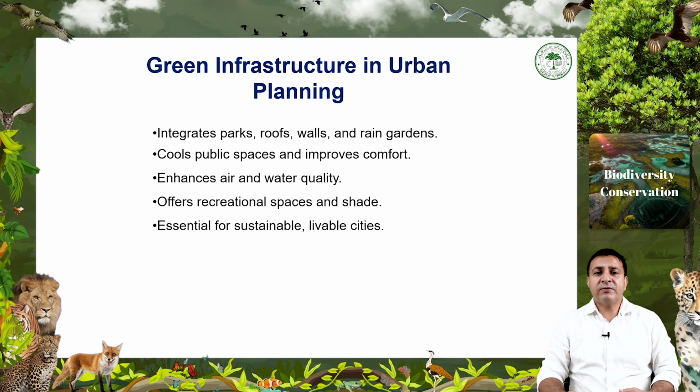Another is green infrastructure, such as parks, green roofs, rain gardens and green walls, which are essential in urban planning for creating cooler and more comfortable public spaces. These elements improve air as well as water quality while providing shade and recreational aspects that enhance the residents' quality of life in that particular area. As an essential tool in sustainable urban design, green infrastructure also helps make cities livable and resilient in the face of urban heat islands and climate change.